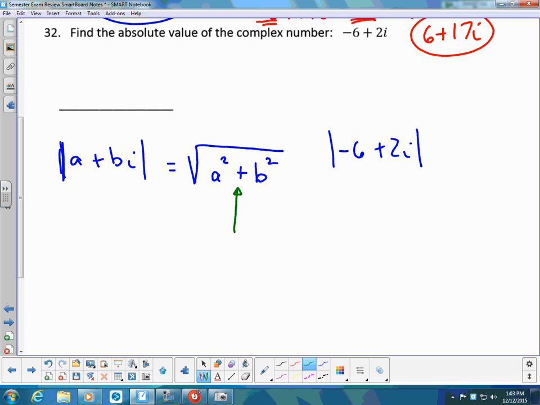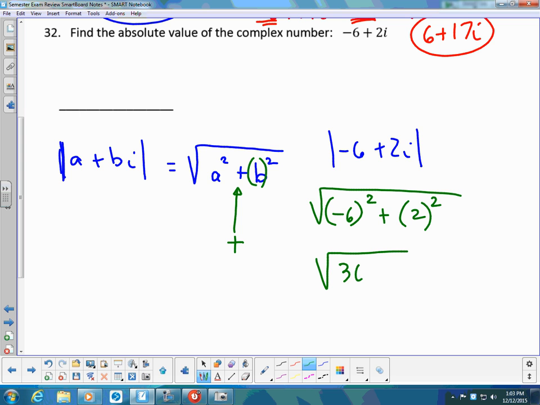If your b is negative, that's okay, because your negative number is going to end up being squared, but this is going to stay a plus always. So in this case, we want the square root of negative 6, quantity squared, plus we had a positive 2 that we're squaring. Remember, the i is not in this formula at all. We don't square the i. So this is just square root of 36 plus 4, which gives us square root of 40.